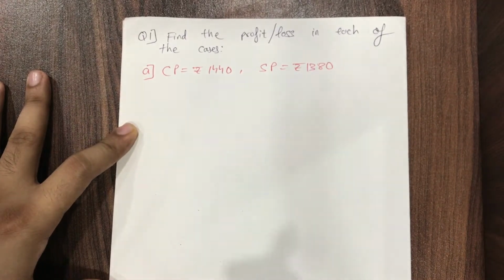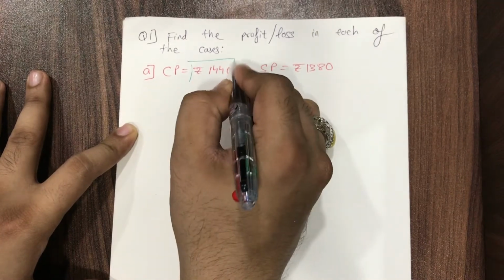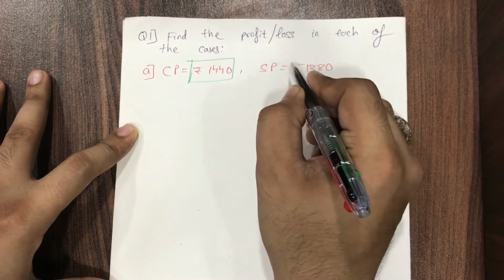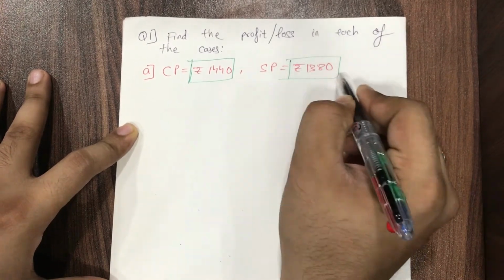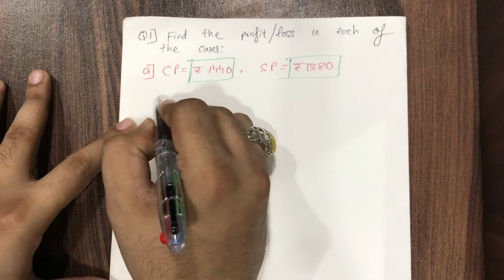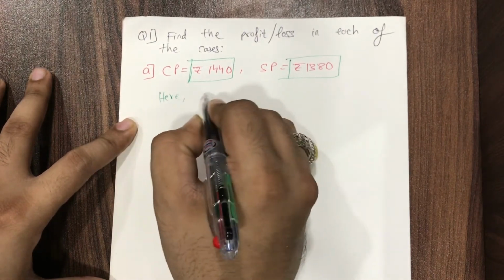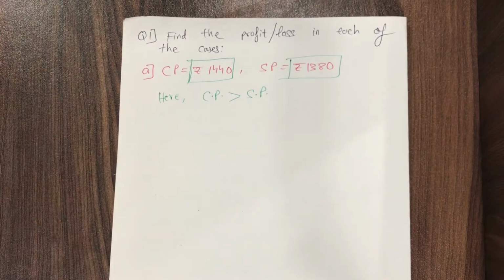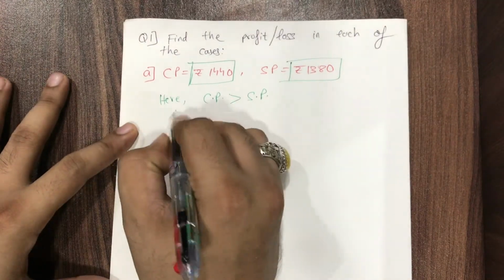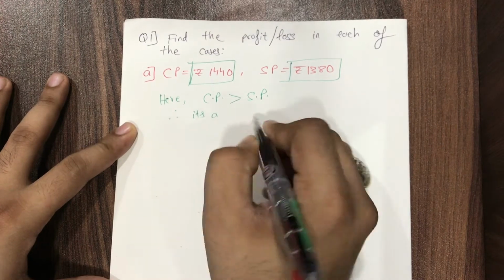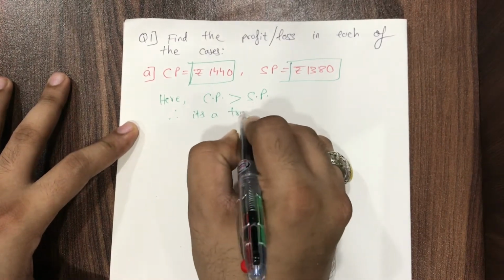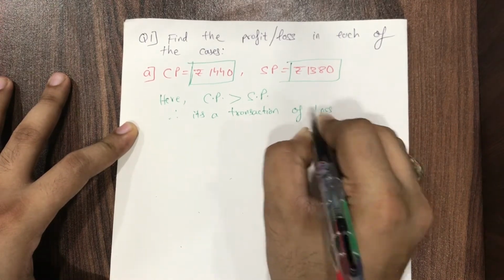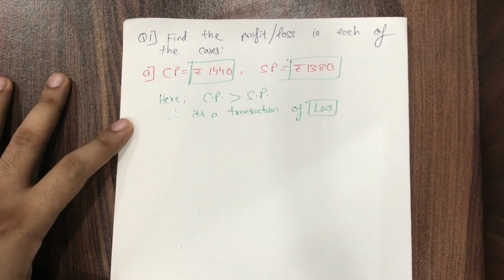Here it's given to me that cost price is rupees 1440. But selling price, the price at which I am selling, is just 1380. So what will I write? I'll write in the solution here: cost price is greater than the selling price. Therefore, it's a transaction of loss.